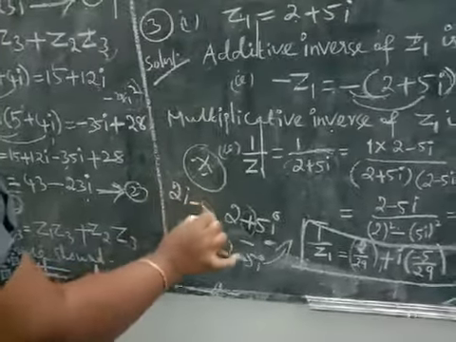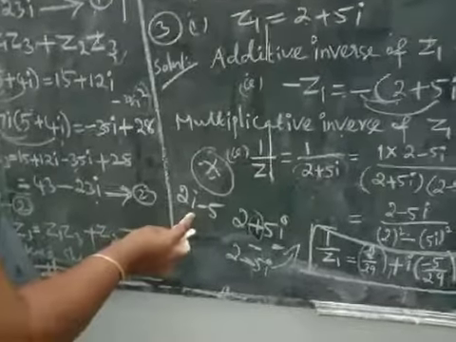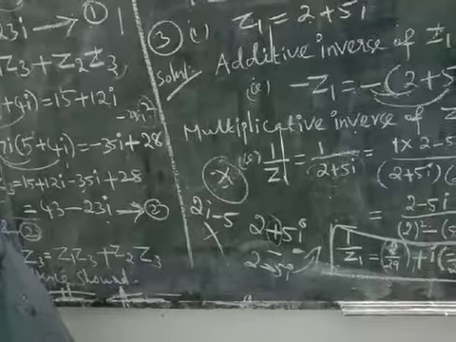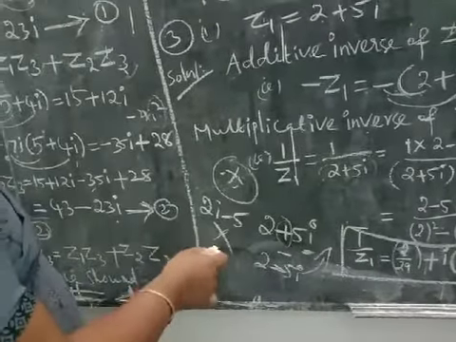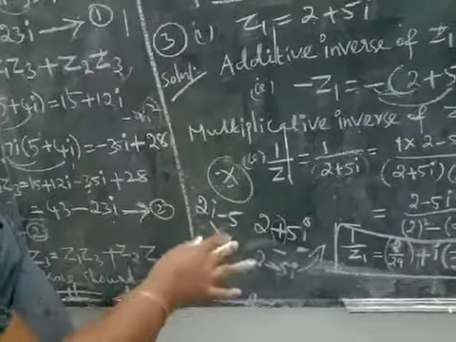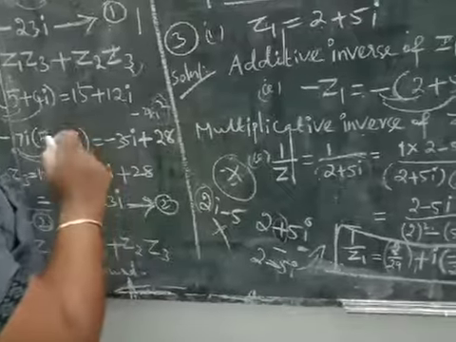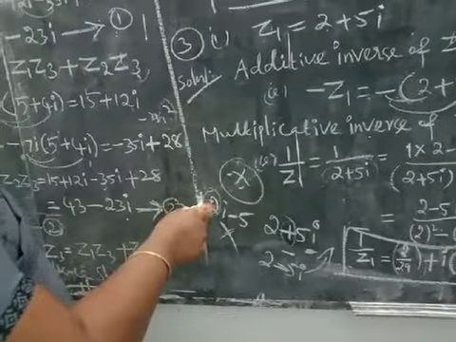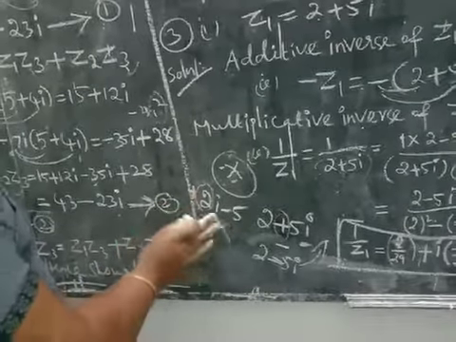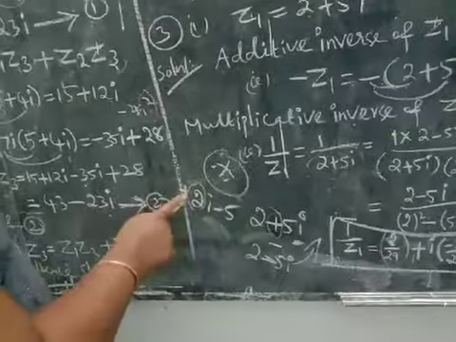2i minus 5. What is the conjugate of this one? Anyone? Suppose you said 2i plus 5, it is wrong. Why is it wrong? What I told: whenever you want to find the conjugate, you have to see the imaginary part. Suppose if it is plus, you change it to minus. Suppose if it is minus, you change it to plus. No need to worry about the real part. Just look at the imaginary part.